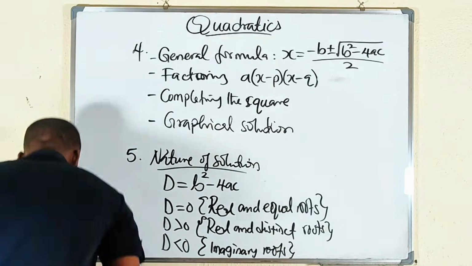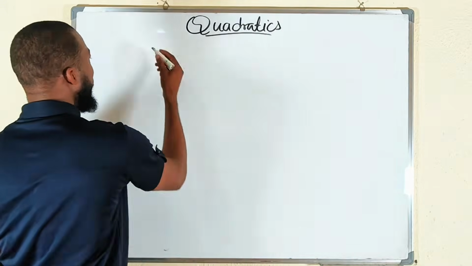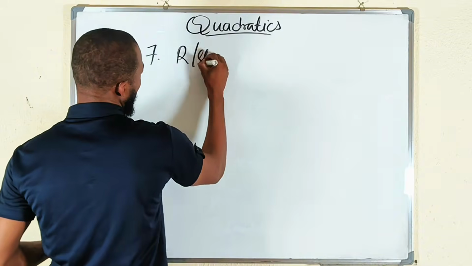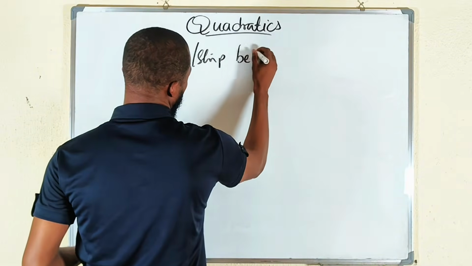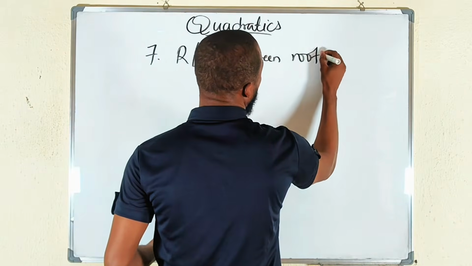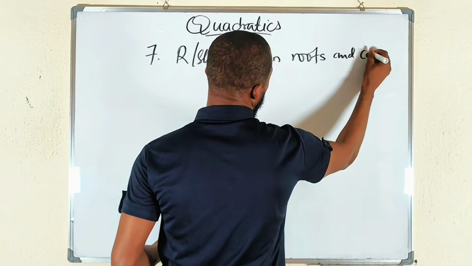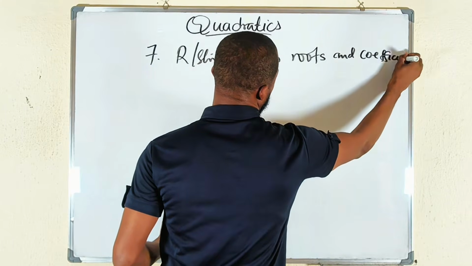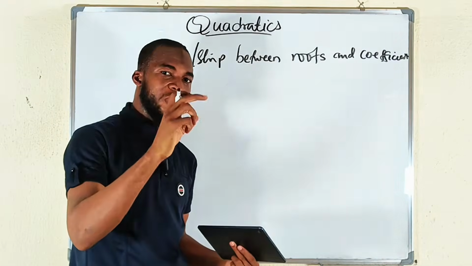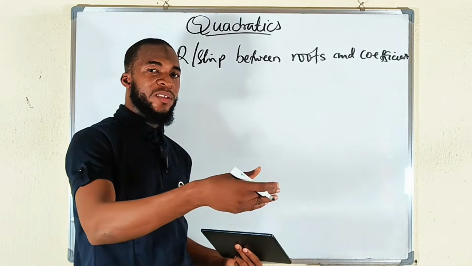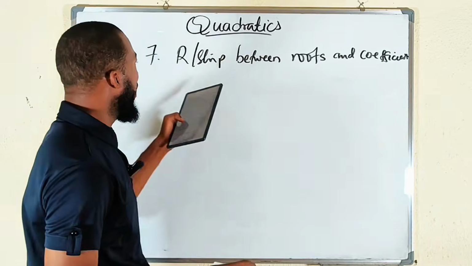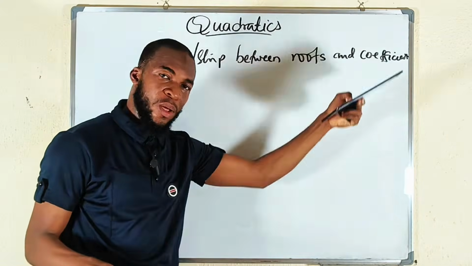Number 7, your students should learn the relationship between roots and coefficients. Roots, they are the solutions, right? Coefficients, I'm referring to a, b, and c. You know, you have ax squared plus bx plus c. Those a, b, c, they are the coefficients. We call them the constant coefficients. And the relationship between the roots and the coefficients.